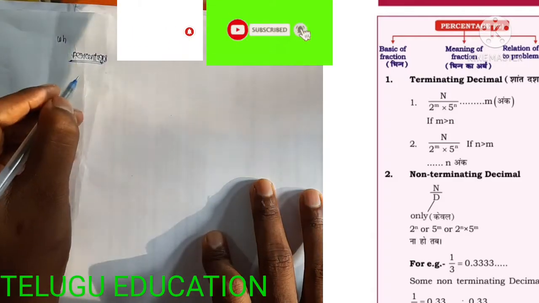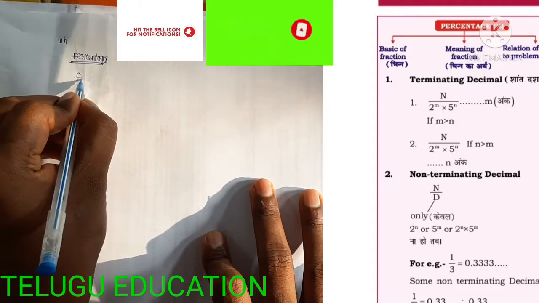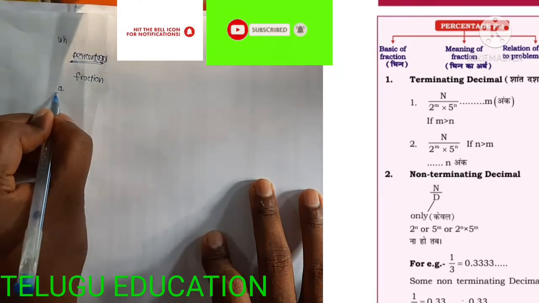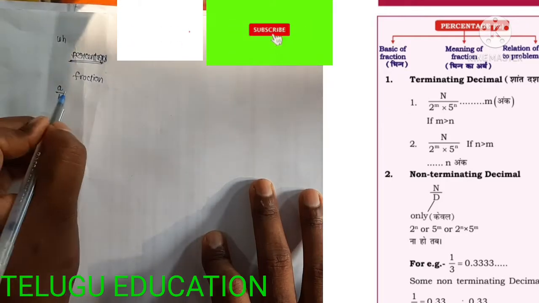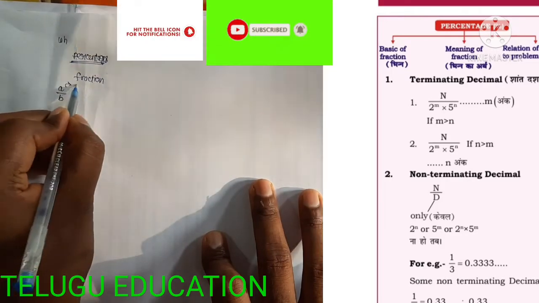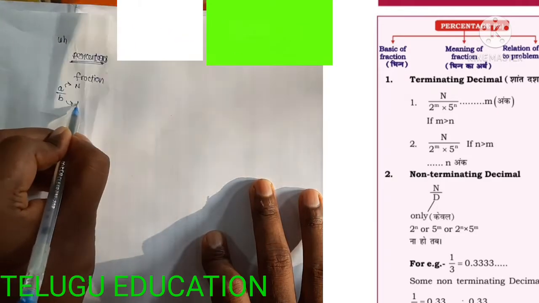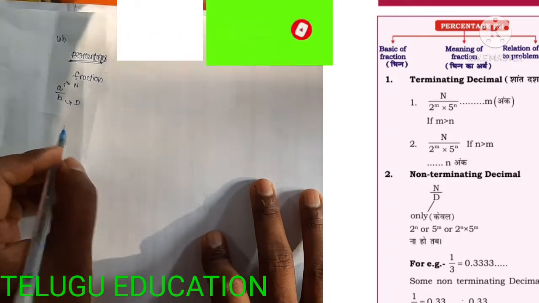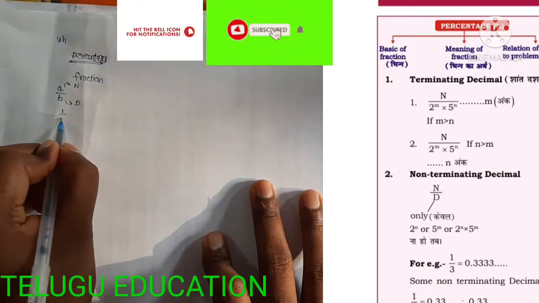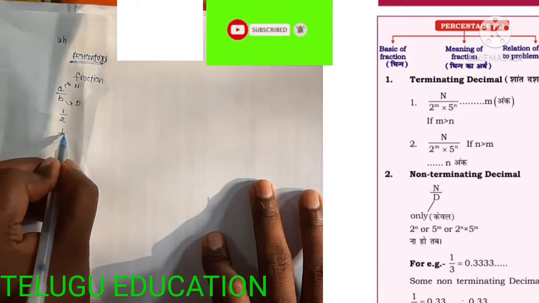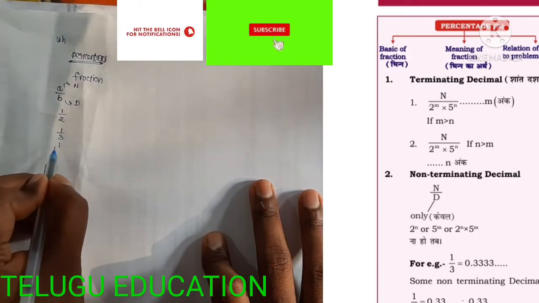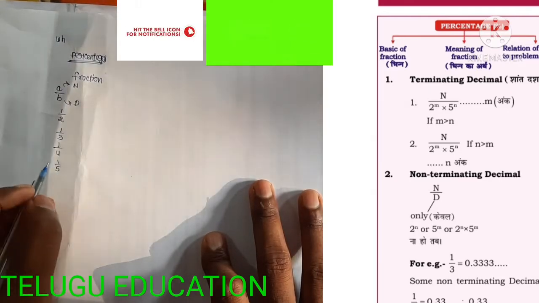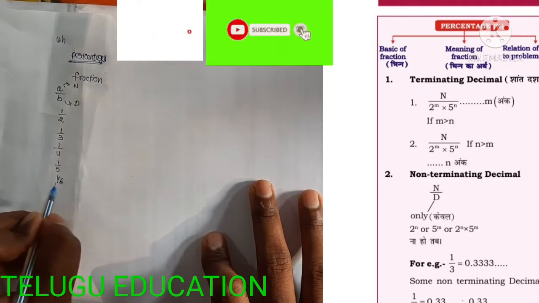So first of all, what is a fraction? A number of the form a by b is called a fraction. Here a is the numerator and b is the denominator. So 1 by 2 is a fraction. 1 by 3 is a fraction. 1 by 4 is a fraction. 1 by 5 is a fraction. 1 by 6 is a fraction.